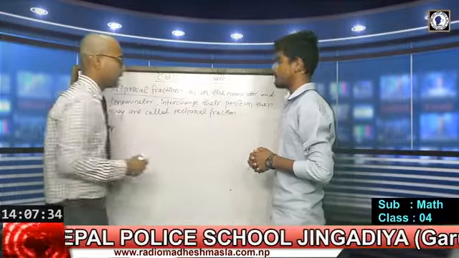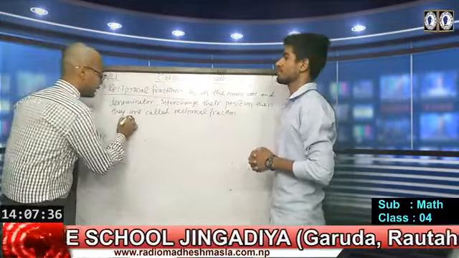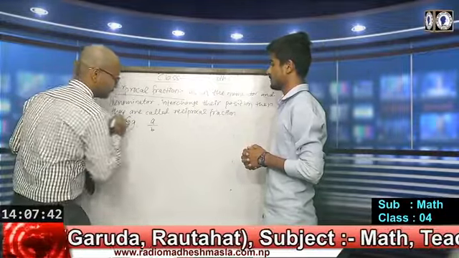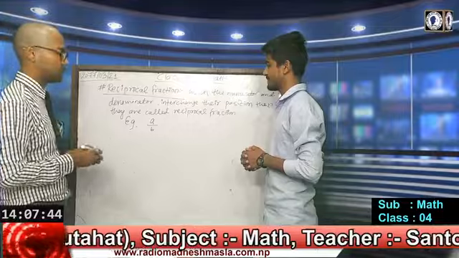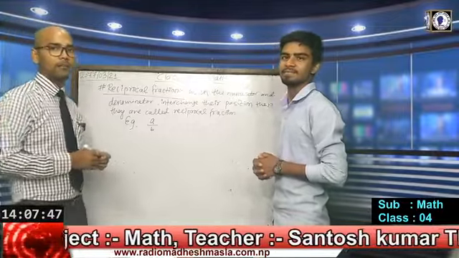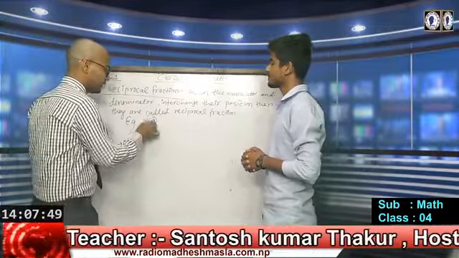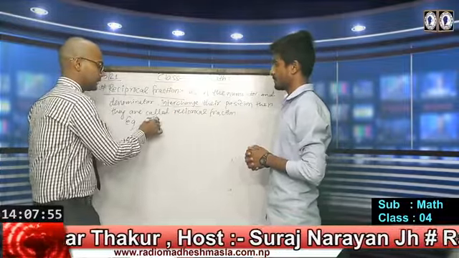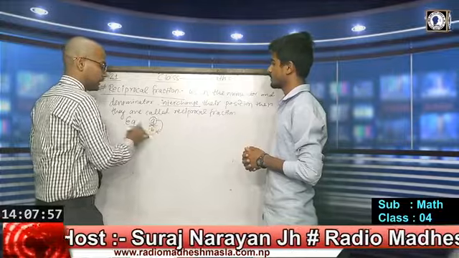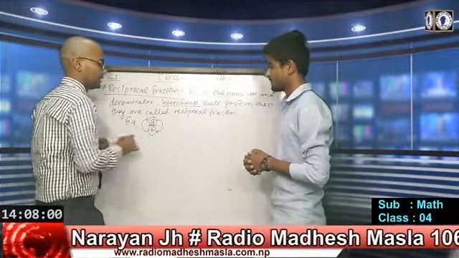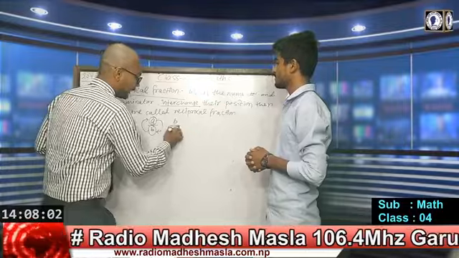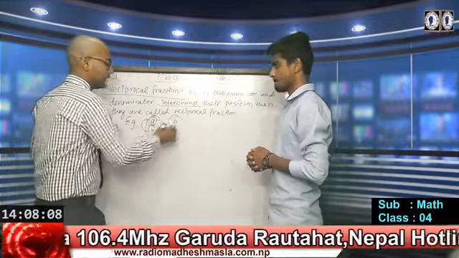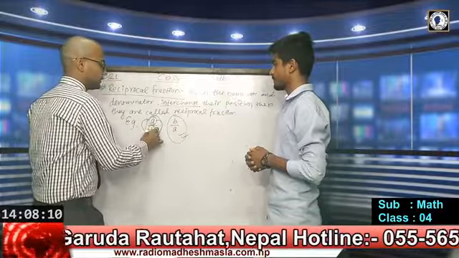It means what? Suppose we are given a fraction a by b. If we change its numerator and denominator, interchanging their position, that means the numerator goes to the denominator and the denominator goes to the numerator, it becomes b by a. When a by b becomes b by a, this is the reciprocal form or reciprocal fraction of a by b.